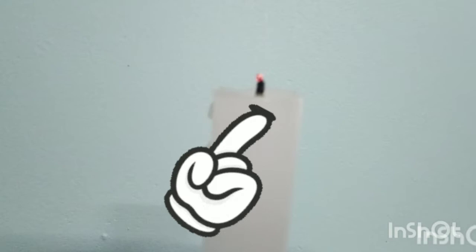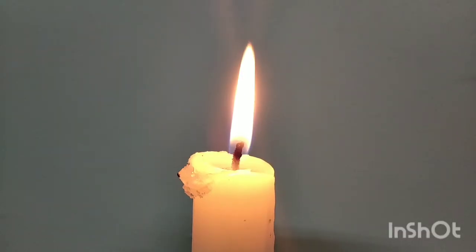Shall we do the second activity? The second activity is to prove that when a candle burns, it is the wax vapors that burn and not the liquid wax. So the aim of the activity is to prove that when a candle burns, it is the wax vapors that burn and not the liquid wax. What are the materials needed for this? Simple, a candle and a matchbox.